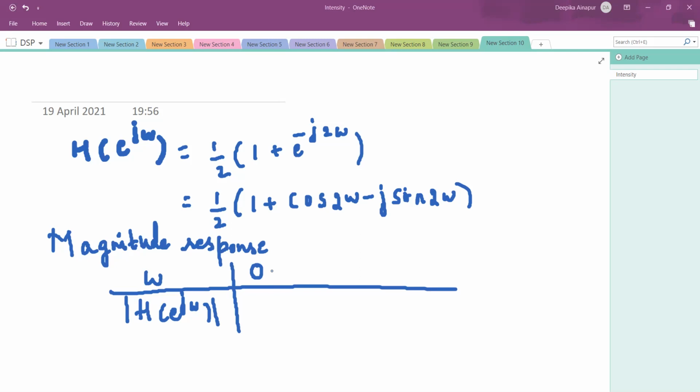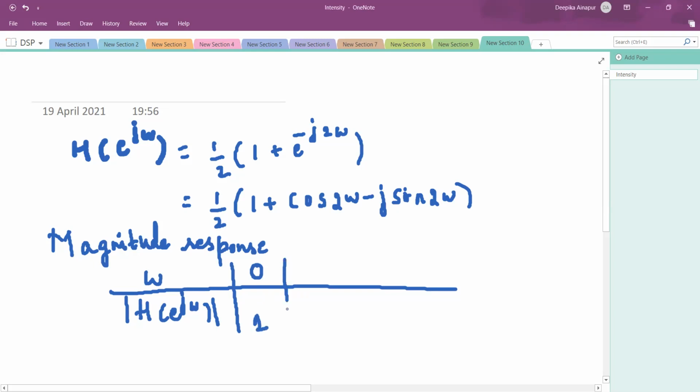So first I have taken omega is equal to 0. When I substitute omega is equal to 0, the sine part will become 0. Cos 0 will be 1. 1 plus 1, 2. 2 divided by 2, 1. So when I substitute 0, I'll be just getting 1.